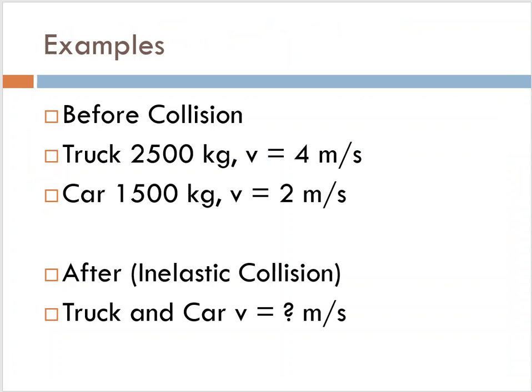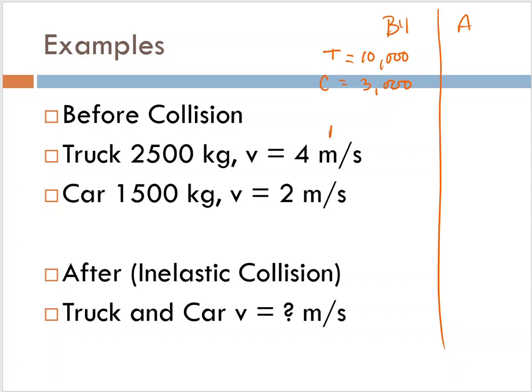Alright, so let's do a problem here. We have before and after. Before, the truck had a total momentum of 4 times 2,500 or 10,000 kilogram meters per second. The car has 3,000. So our total momentum here before the collision is 13,000. And they tell us it's an inelastic collision. So we want to find out what is the velocity of the car and truck after the collision.